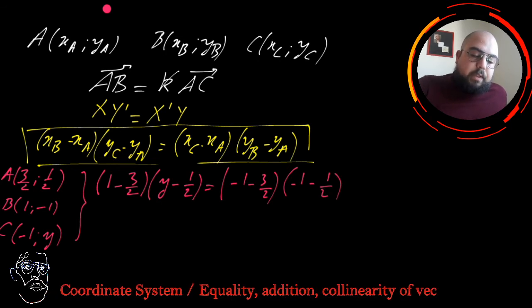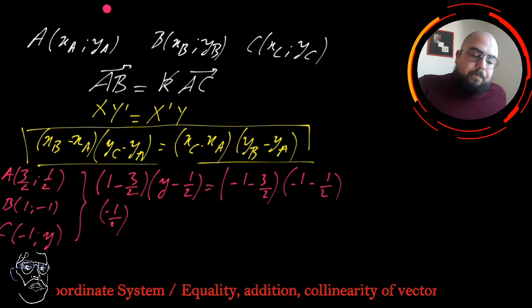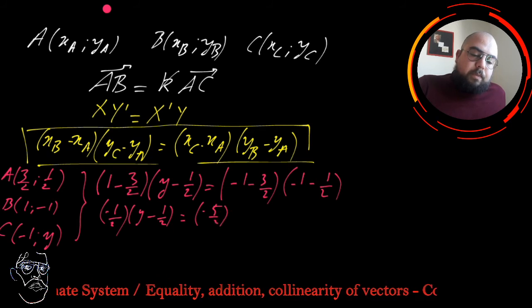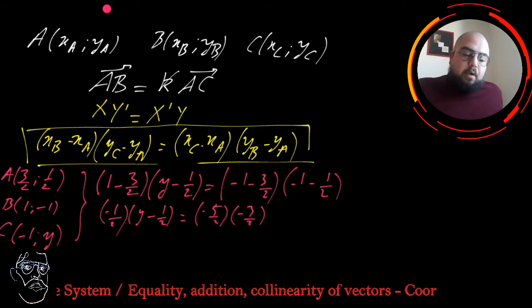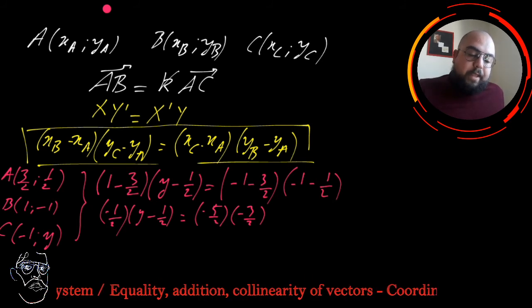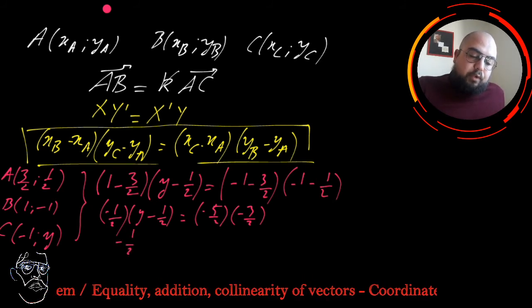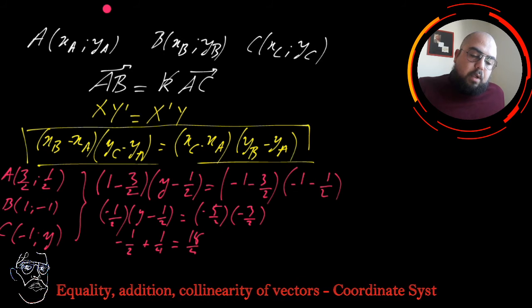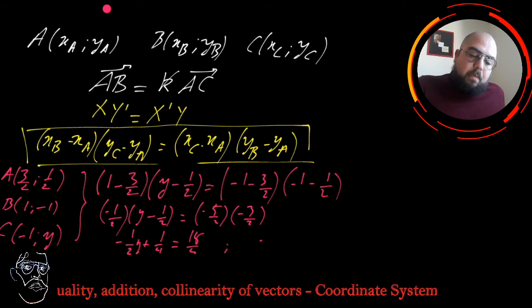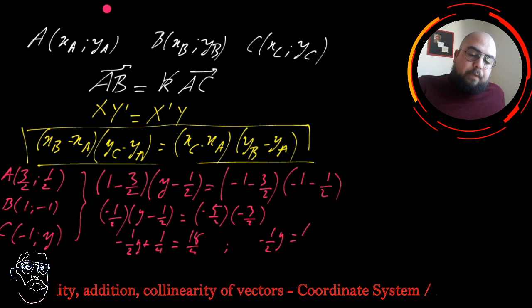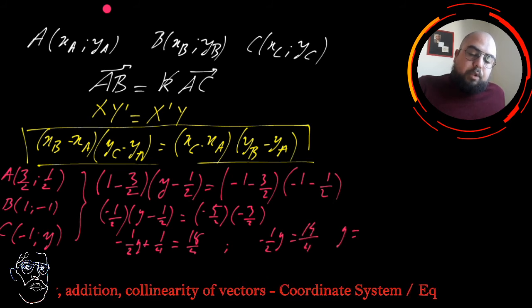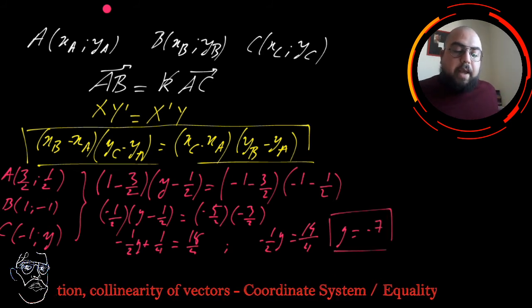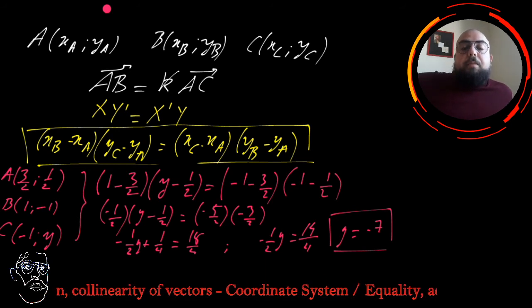So I will have to arrange this. It's -1/2 times (y minus 1/2) is equal to -5/2 times -3/2. I can, of course, arrange this. I will have -1/2 y plus 1/4 is equal to 15/4. So -1/2 y is equal to 14/4. y is equal to -7. So for y equal to -7, I will have the 3 points A, B, and C collinear.